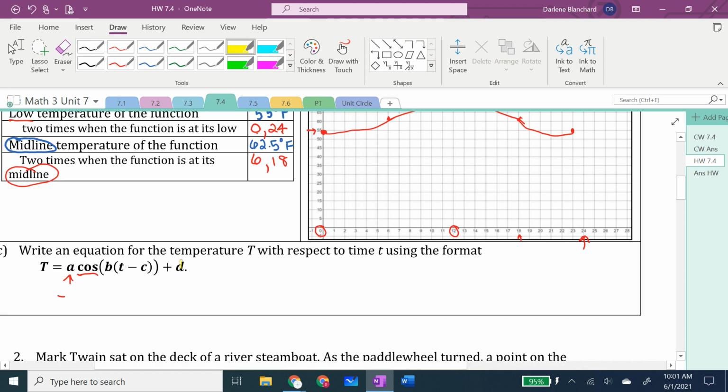The vertical numbers tend to be easier to find. But if I decide to start my time at 0, that just made things a lot easier to deal with. That means that my C is 0. And that C is just letting you know basically when a cycle begins for the cosine graph that is negative.